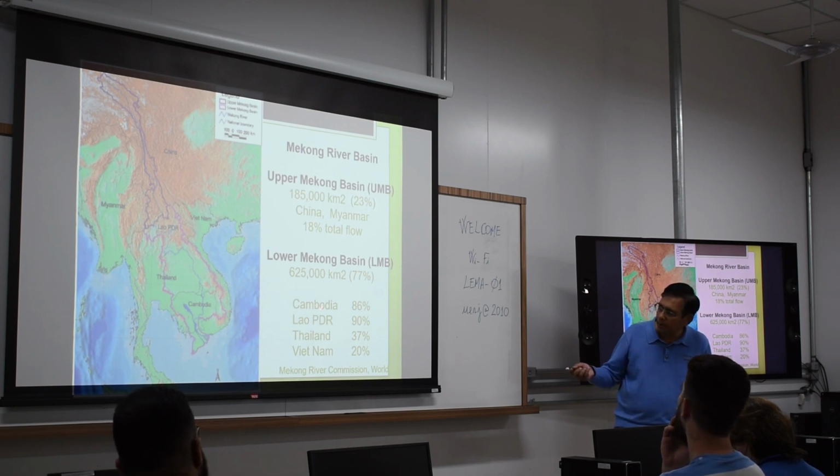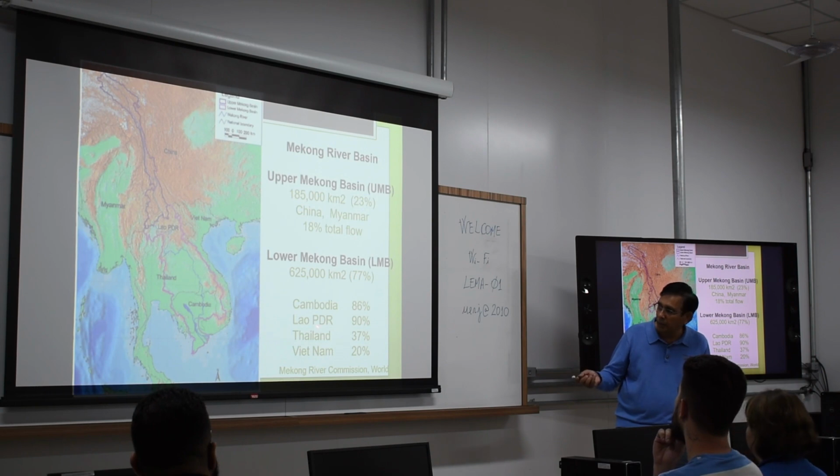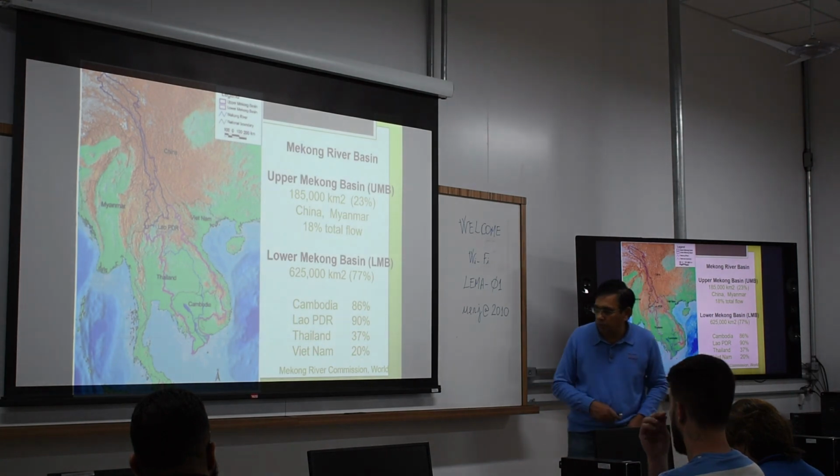So the Lower Mekong Basin has more area, almost 77% of the land is in the Lower Mekong. Okay. Of that, the whole country of Cambodia, 86% of Cambodia is in one river. Okay. And Laos has 90% of the land in one river basin, which is the Mekong. Thailand has 37% and Vietnam is about 20%.